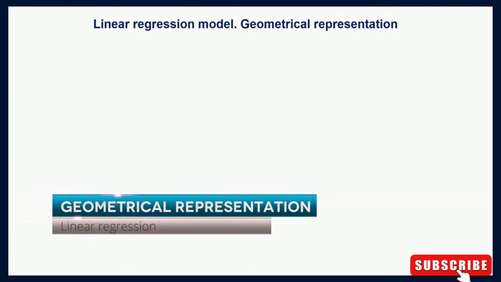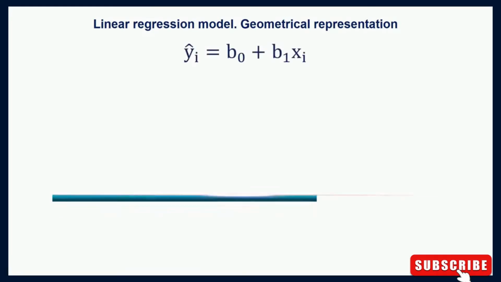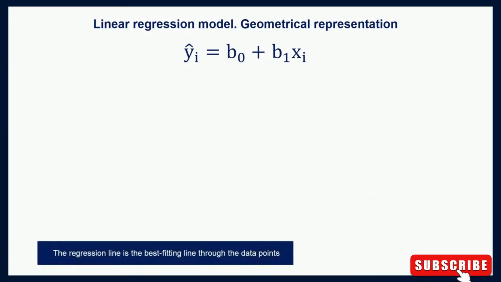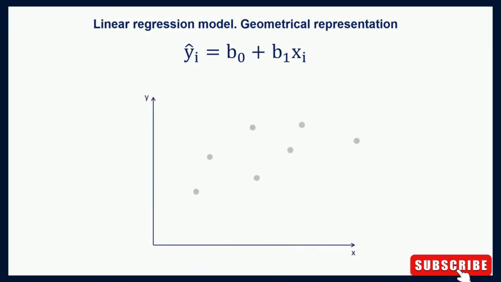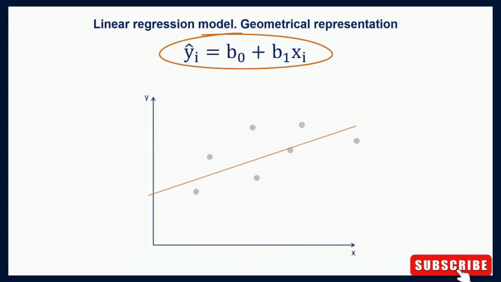Let's check out the simple linear regression equation once again. Here it is. You have probably heard of the regression line, right? When we plot the data points on an xy plane, the regression line is the best fitting line through the data points. Okay, here's a plot with some data points. We plot the line based on the regression equation. The gray points that are scattered are the observed values.